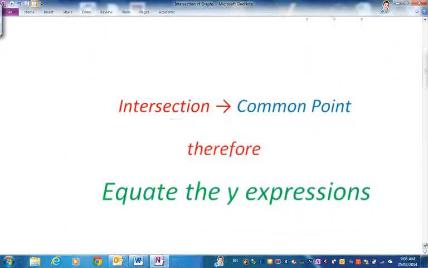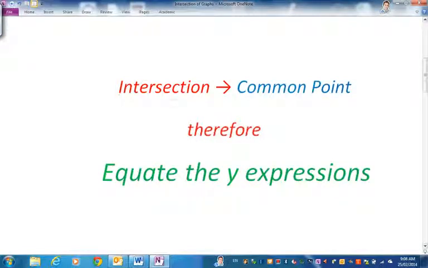Here's the answer. An intersection is a common point, therefore you want to find that by putting the two y's equal, because at that common point the y calculated from one formula should equal the y from the other, and so should the x's. A common point will share an x and a y.